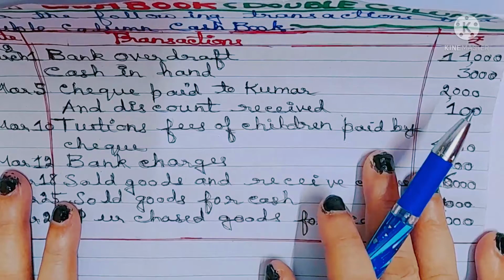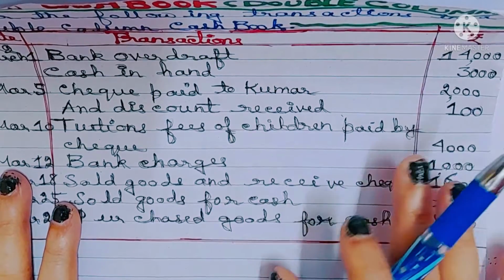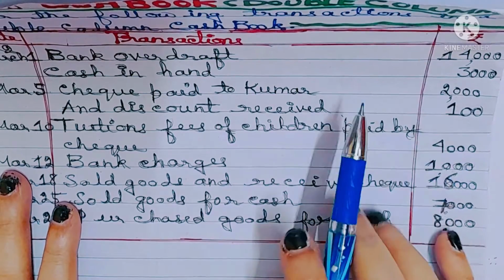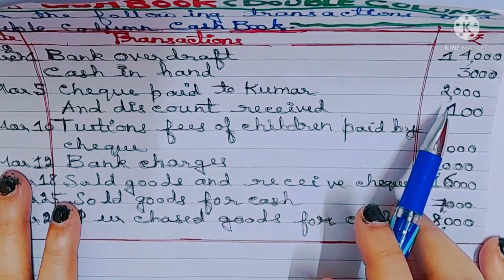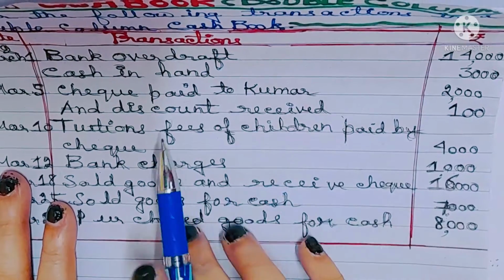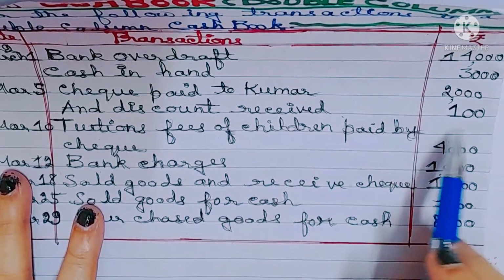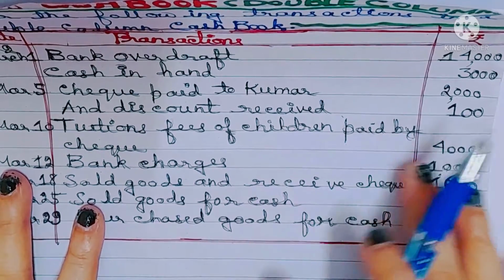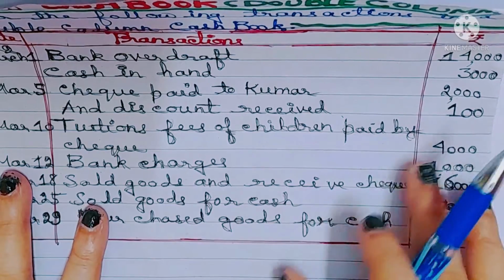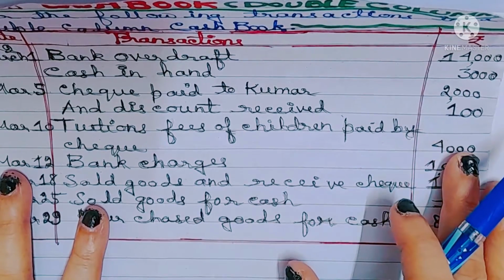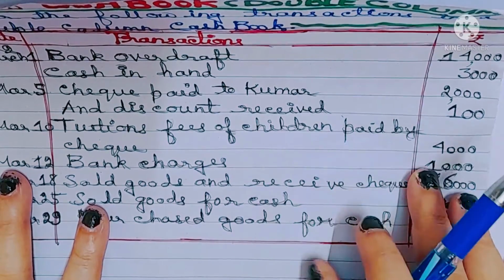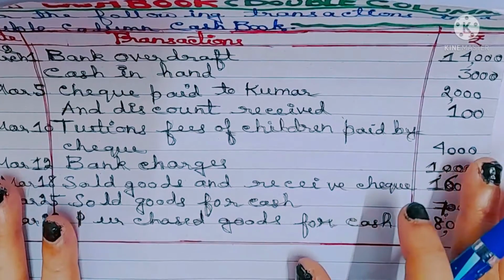So we'll have to write by Kumar account on the credit side in the cash book in the bank column 2,000. Okay, so let's write. And moreover, discount received will be ignored. 100 will be ignored. Discount received rupees 100 will not be recorded in the double column cash book. Why? Because there is no discount received column.